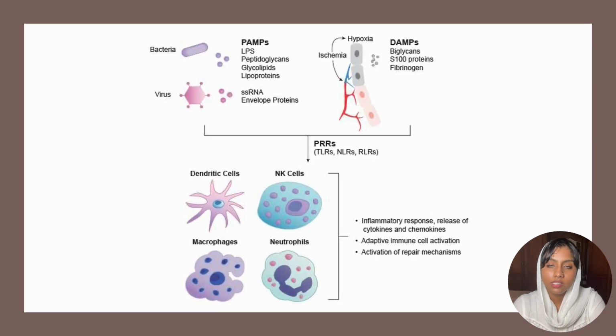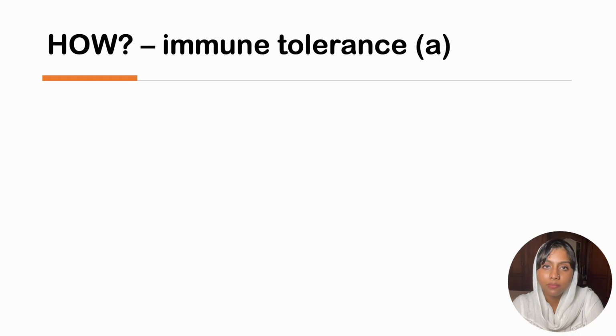So this is one of the pictures where you can identify pathogen associated molecular patterns that are present in viruses and bacteria, which are recognized by the receptors on the host cells, such as macrophages, neutrophils, NK cells, etc. And they actually mount an immune response. This is how the process naturally happens.